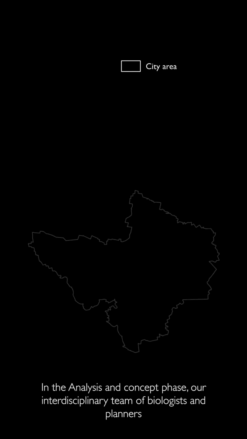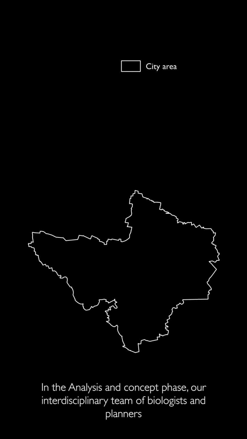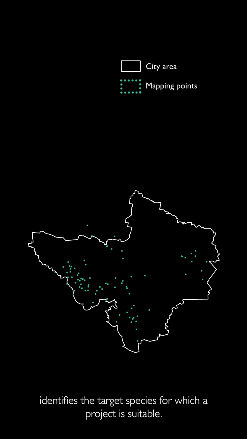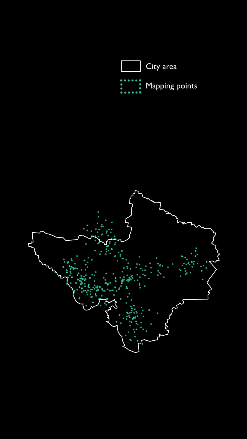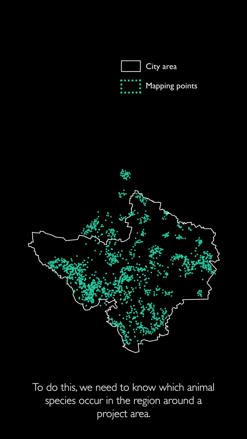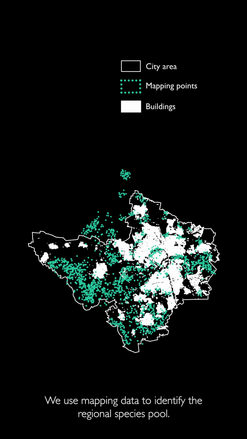In the analysis and concept phase, our interdisciplinary team of biologists and planners identifies the target species for which a project is suitable. To do this, we need to know which animal species occur in the region around a project area. We use mapping data to identify the regional species pool.